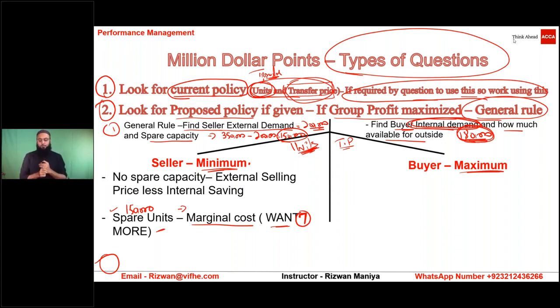units which are not spare. How many? We need to fulfill 180,000 demand, right? And we have spare capacity of 150, right? So we need further how many? 30. So what can you do? Obviously, you don't have any option. These 30 you need to transfer from your external market of 200,000.